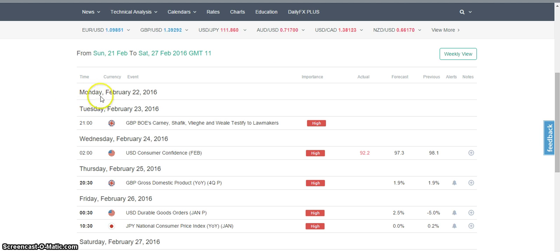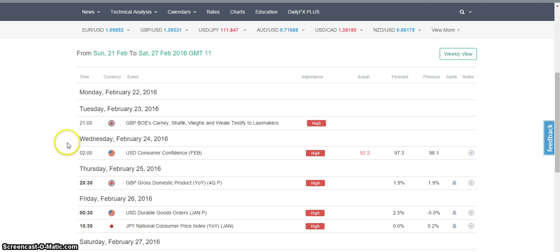As you can see, Monday, February the 22nd, GMT plus 11, we had no news events, with the first high importance news coming out on Tuesday the 23rd at 9 p.m. Eastern States time for Australia. Now what we had is the Bank of England's Carney had a bit of a speak, and you would have seen the markets affected depending on which way you're likely to trade that market.